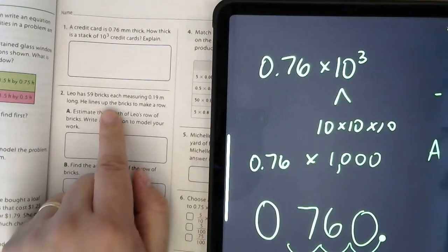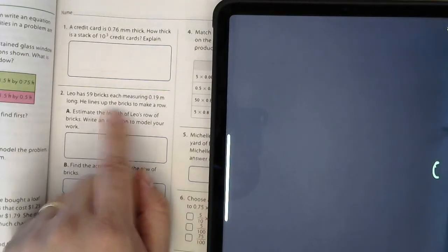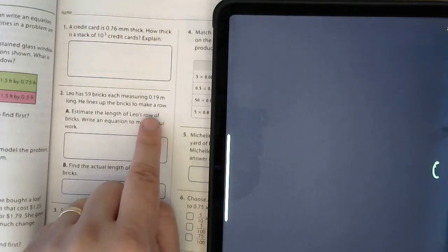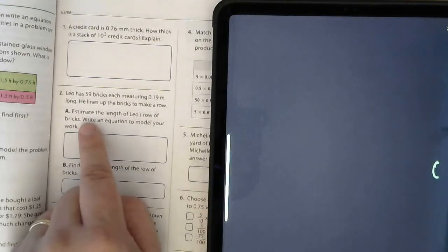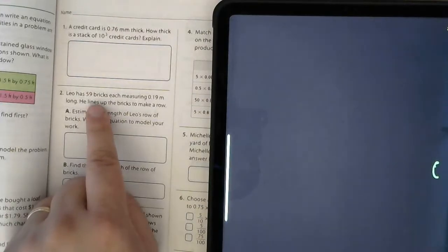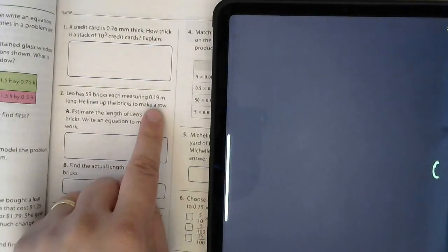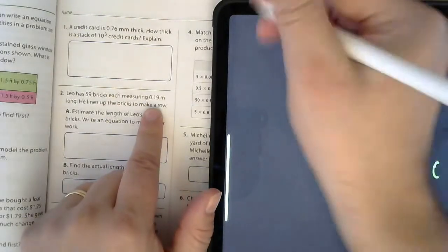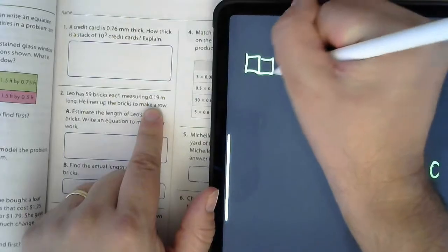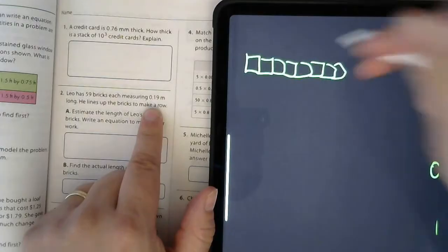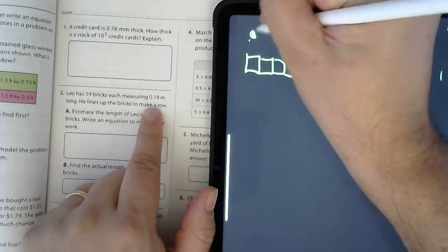It says Leo has 59 bricks each, measuring 19 hundredths meters long. He lines up the bricks to make a row. So picture that in your head for a moment. Letter A says estimate the length of Leo's row of bricks and write an equation to model your work. Well, let's see. There's 59 bricks, each measuring 19 hundredths meters long. Now, if I draw a picture of this, like there's a brick, a brick, a brick, a brick, I would draw 59 bricks, right? Each one of them would be 19 hundredths.